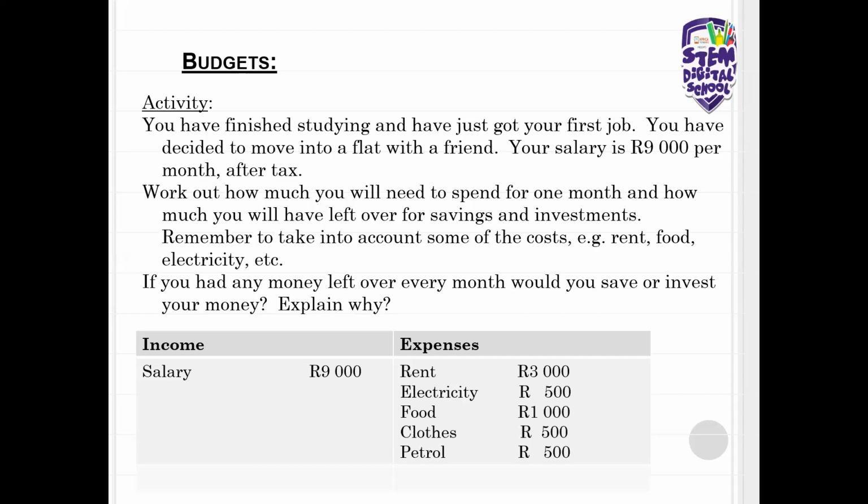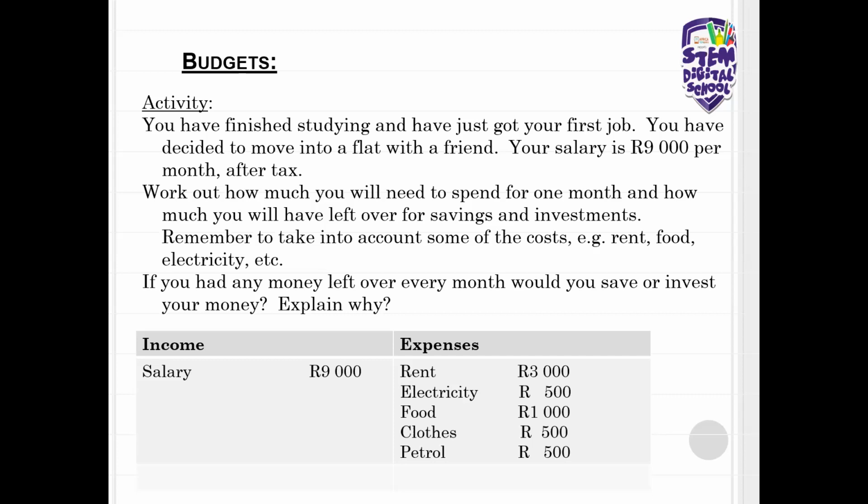Okay. Now, like the last question was saying there, if you had any money left over every month, like in this case, you've got 3,500 Rand left, would you save or invest your money? And explain why. All right. That is going to be different from person to person, depending on what your needs are. Some of you maybe have had something in your eye for quite a while now, so you want to save money to buy that thing or whatever. If you don't really need the money for something, then you can go and invest the money.